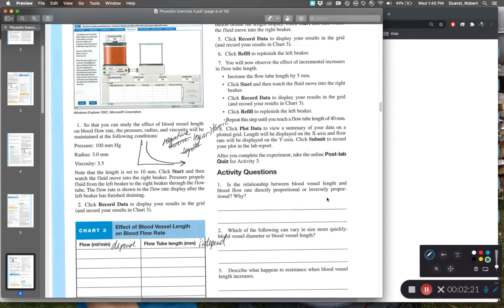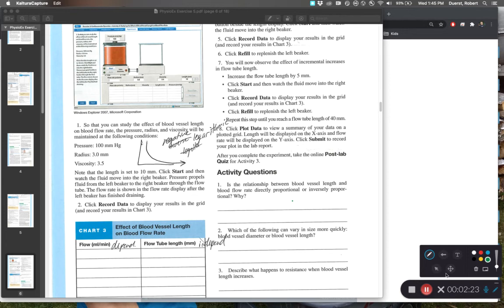Question number 3. Describe what happens to resistance as blood vessel length increases. What we find is that as the length increases, the resistance also increases, and that increased resistance decreases the rate of flow. Just to emphasize it again, as we plot the tube length against the flow rate, we end up with a negative logarithmic slope.